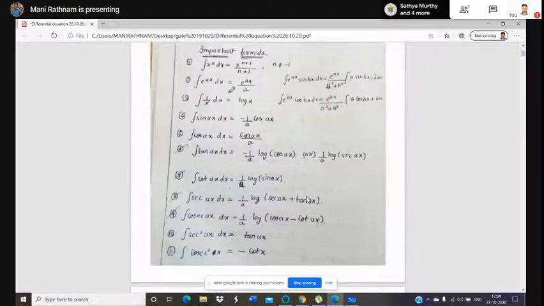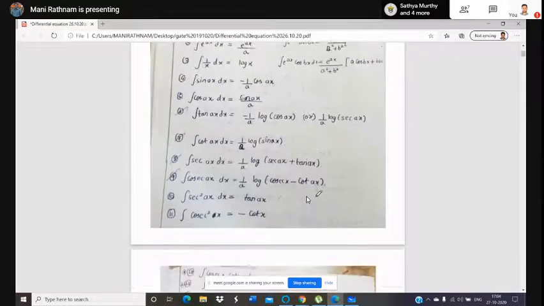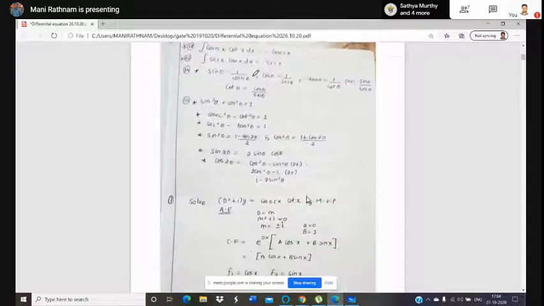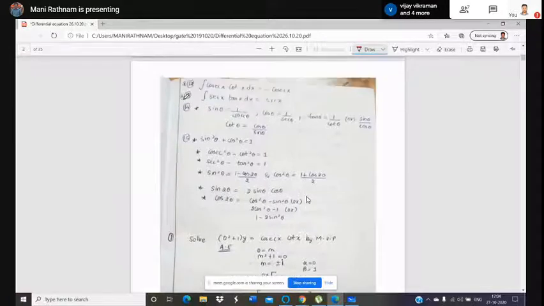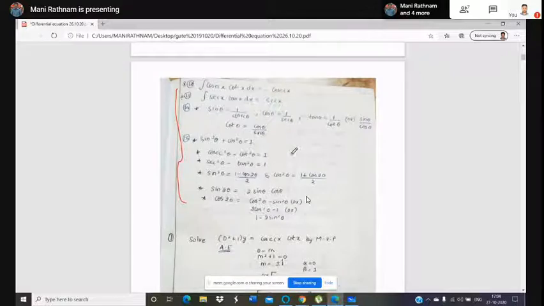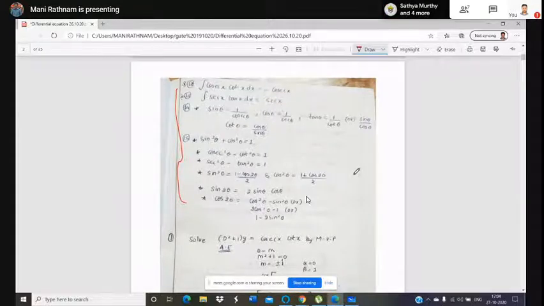You just recollect these with the help of the integral formulas, and also the basic trigonometric formulas. From lower classes you know that sine is 1 by cosecant, the reciprocal, and cos is 1 by secant. Also the trigonometric identity: sine square theta plus cos square theta equals 1. With the help of all these formulas we can solve a differential equation, and the variable-coefficient differential equation is an important concept.